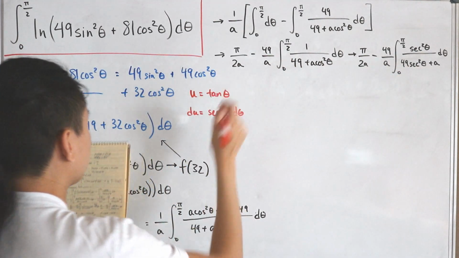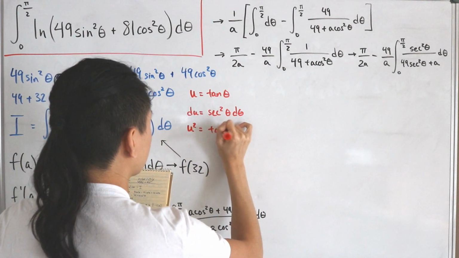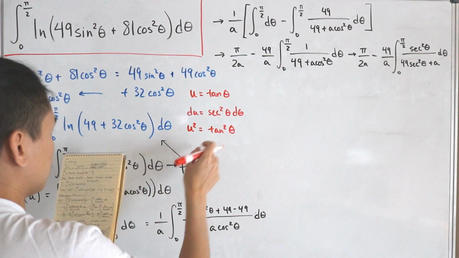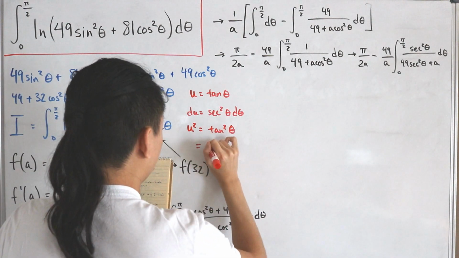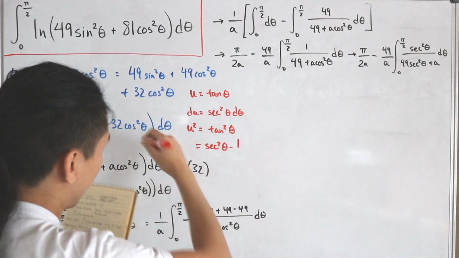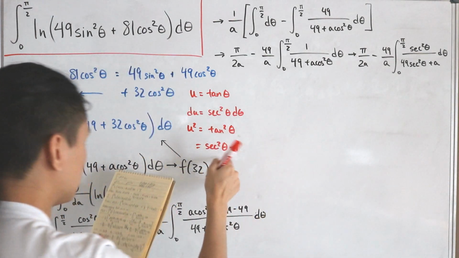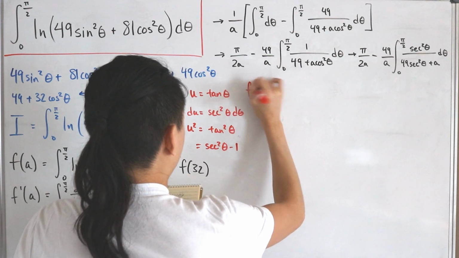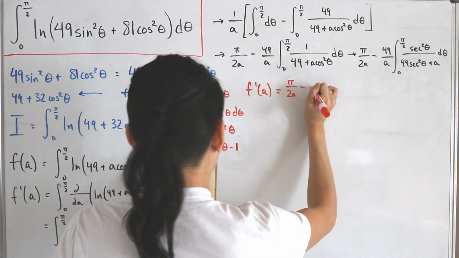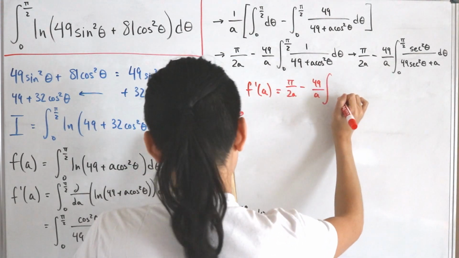So notice with this trig identity, I can just square both sides. So I have that u squared is equal to tangent squared theta. Then using the identity that tangent squared theta is the same thing as secant squared theta subtract 1, of course I can just add the 1 to both sides, so I'm back with u squared plus 1 equals secant squared theta. And so for now, our new f prime of a, simplifying everything else so far, is going to be pi divided by 2a, and then now subtract 49 divided by a, with now our new bounds of the integral.